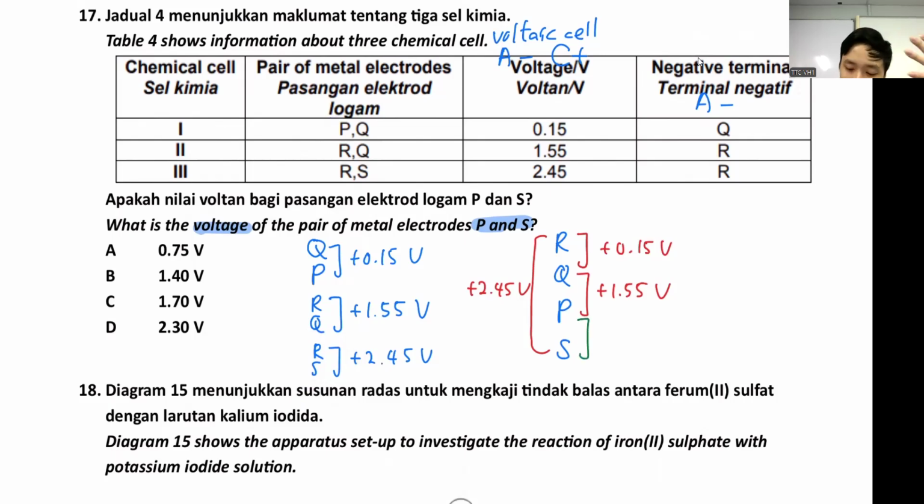So they ask for PS, how much? Actually very simple. Now we have analyzed already. We just use the total, positive 2.45 minus positive 0.15 minus positive 1.55. Then you will get positive 0.75 volt. So the answer should be A.